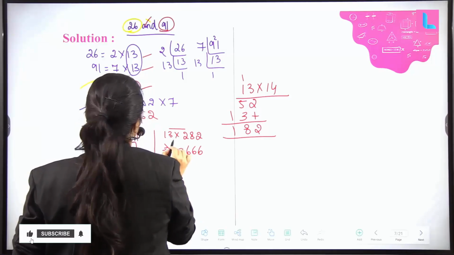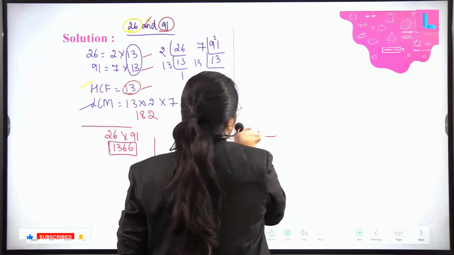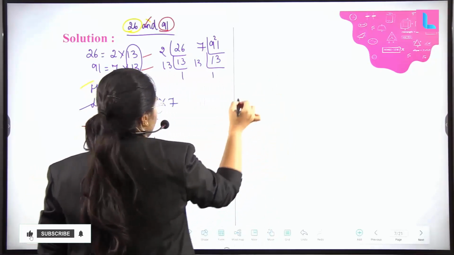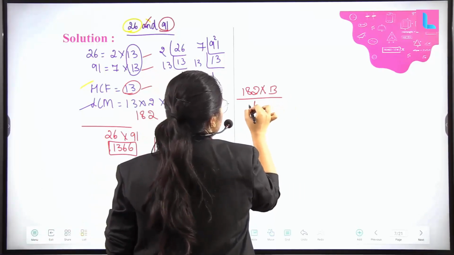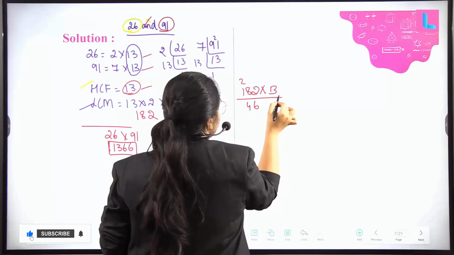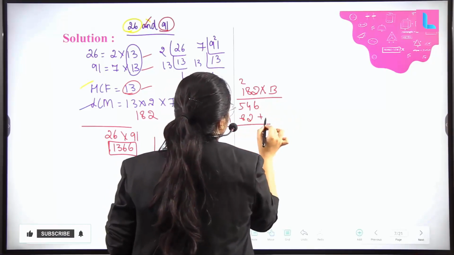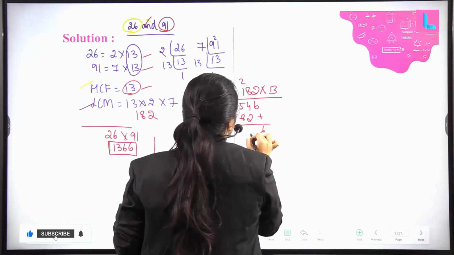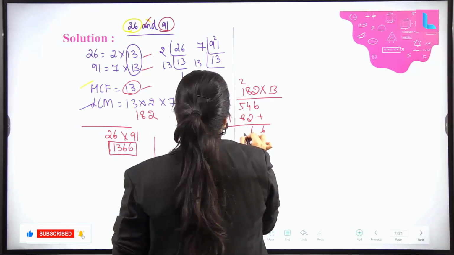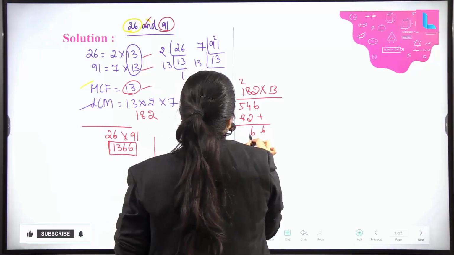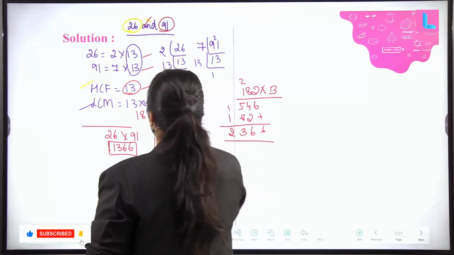And here 182 into 13. 3 2s are 6, 24, 5, 2, 8, 1, 6, 6, 3, 2, 3, 6, 6.